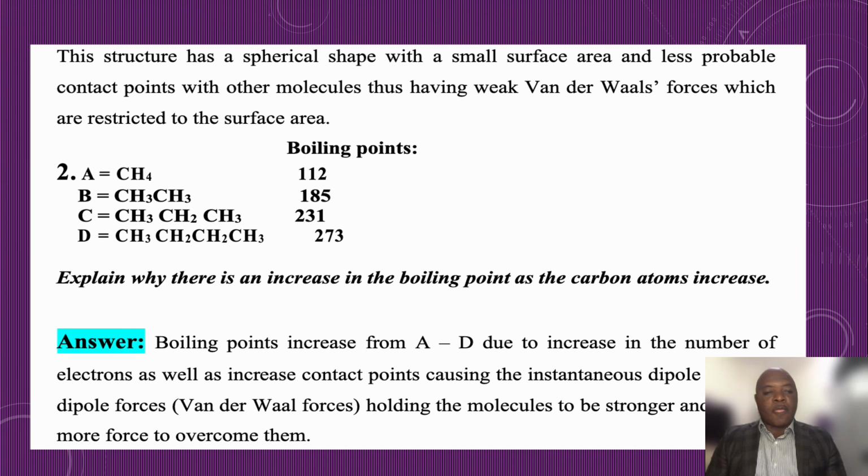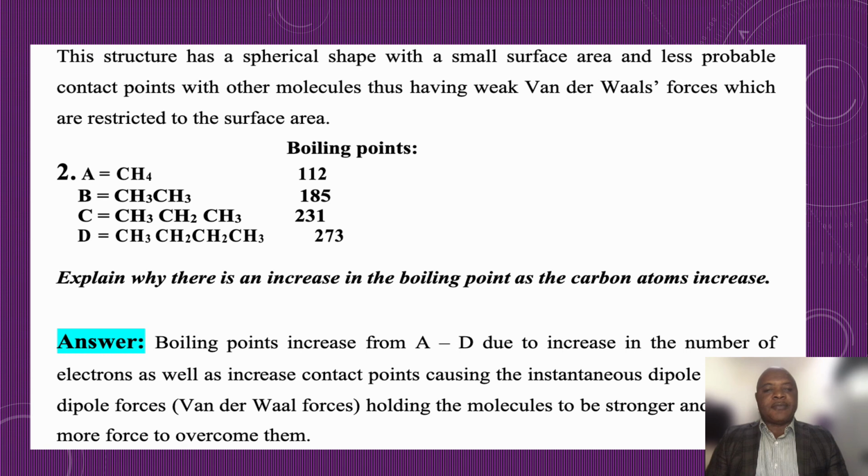Question number 2. We have A, which is methane, B, which is ethane, C, which is propane, and D, which is butane. Their boiling points are increasing as the number of carbon atoms is increasing. They are telling you, explain why there is an increase in the boiling point as the carbon atoms increase.